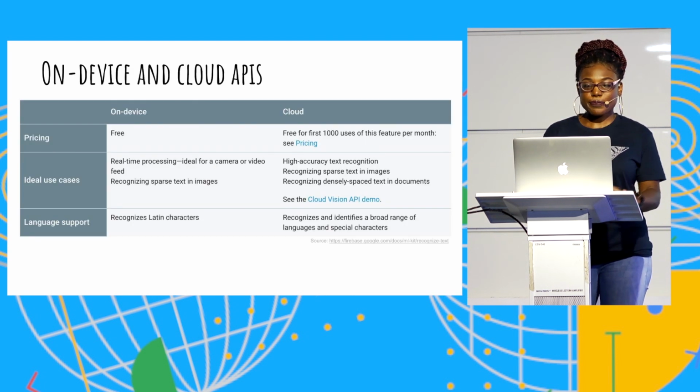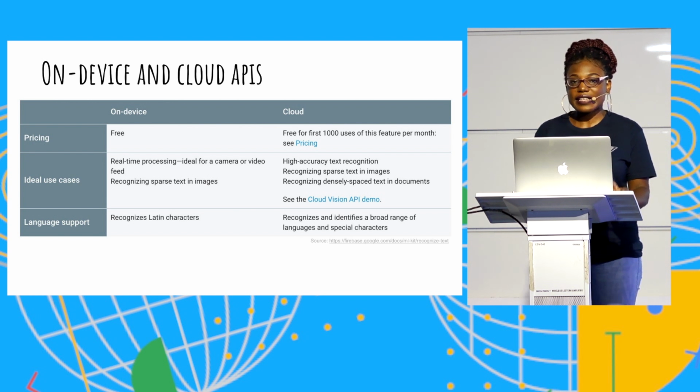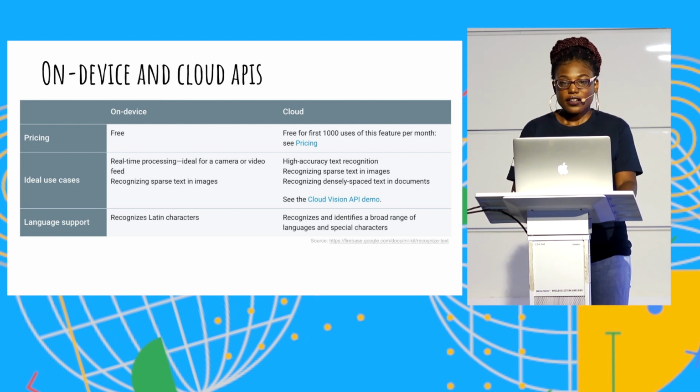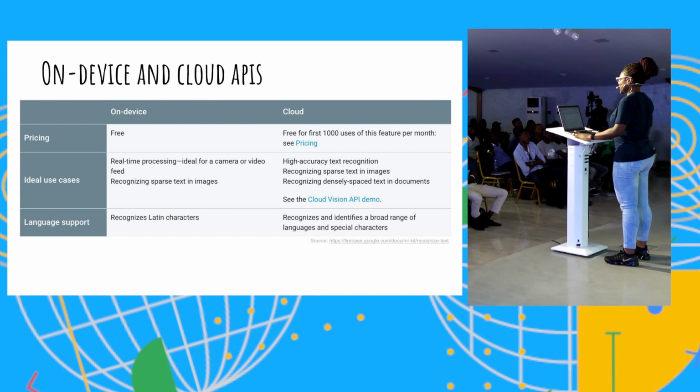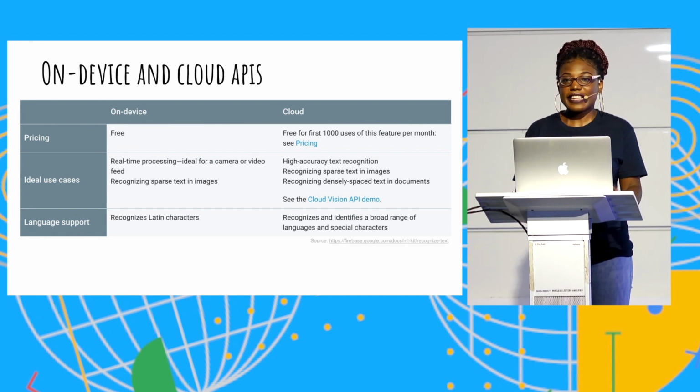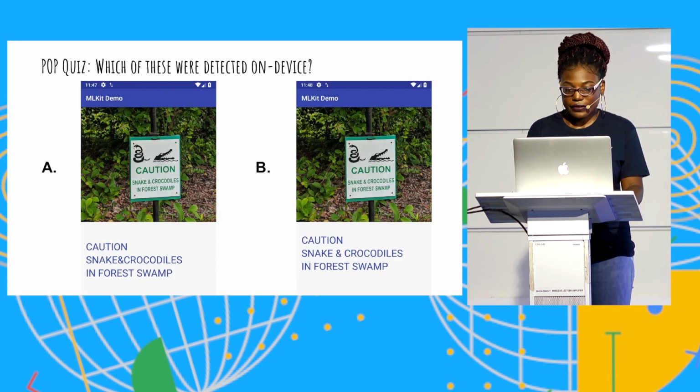Text recognition is available both on device and on the cloud. Although if you use the cloud API, you have a higher level of accuracy, it's not entirely free. I think the first 1,000 uses are free, and then you're billed per use after that.